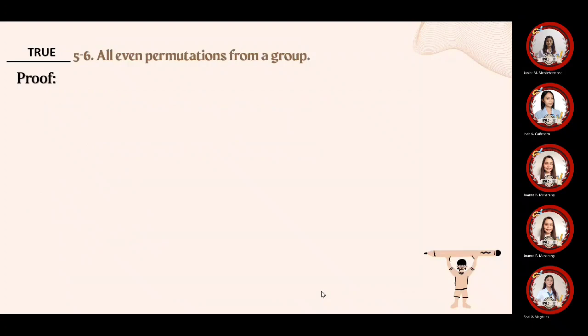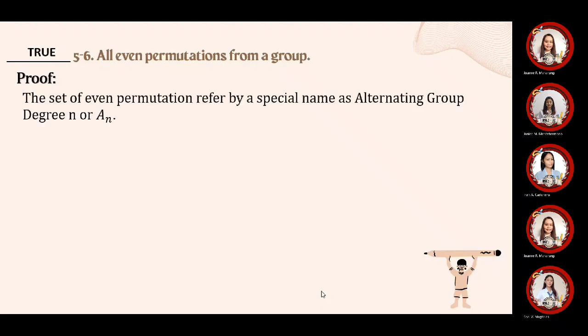So, for number 5 to 6, all even permutations from a group. So, ang answer po namin is true. So, ito po yung proof. The set of even permutations is referred to by a special name as the alternating group of degree n, or A sub n.